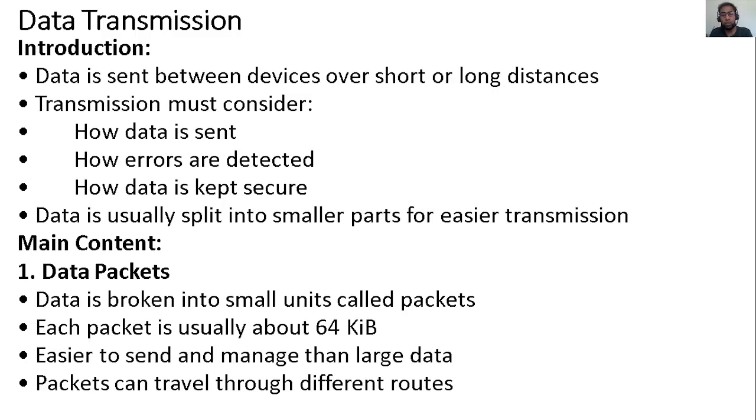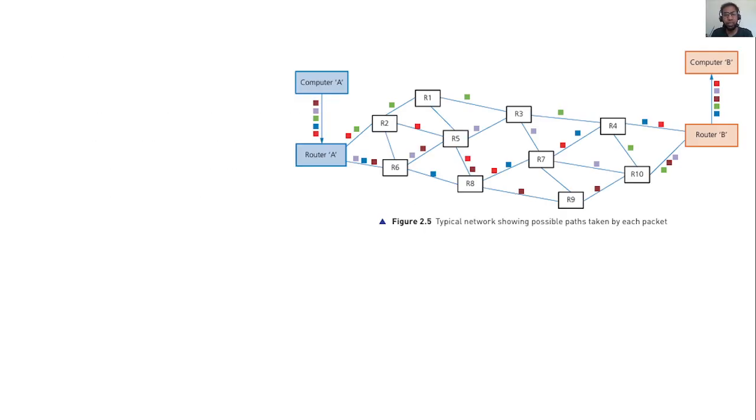Packets can travel through different routes. For example, this is the internet, and we have to send data from computer A to computer B. We send data to our router, and it is divided into packets. And what does the router do? The router selects the routes that are best for sending the data. Some packets choose one route, some packets choose the other route. Similarly, this process goes on as all the systems are connected with routers.